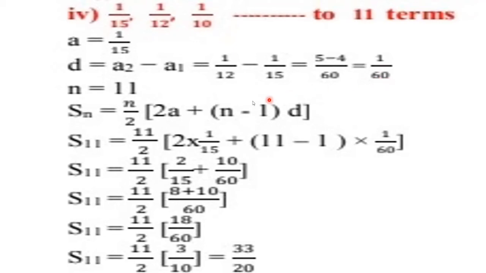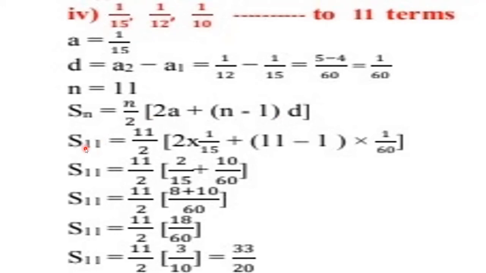So now, what else have they given? That is the number of terms, 11 terms. Therefore, n value is 11. I have got the a value, d value, and n value. Therefore, write down the formula: Sn is equal to n by 2, 2a plus (n minus 1) into d.